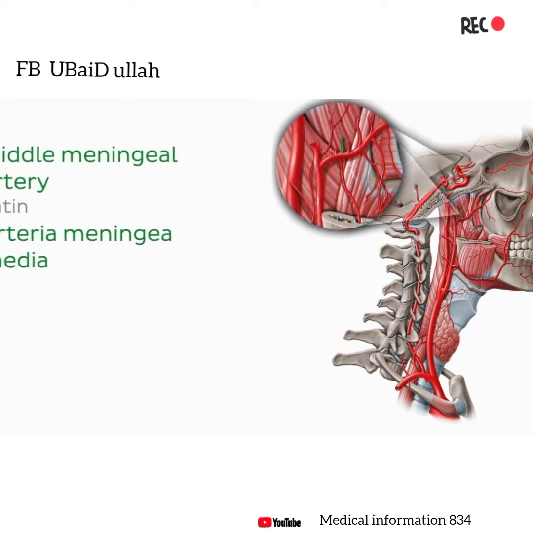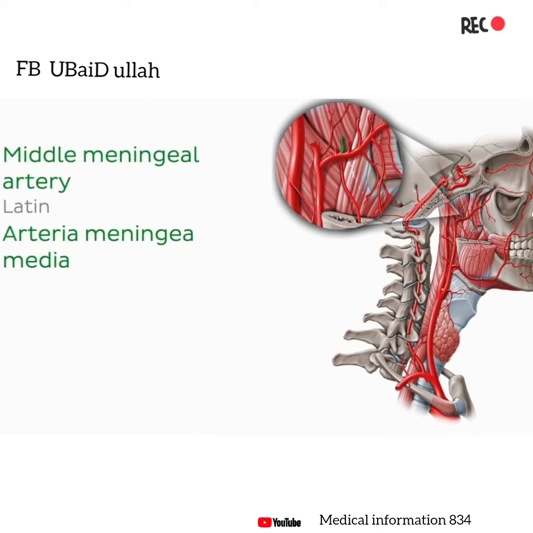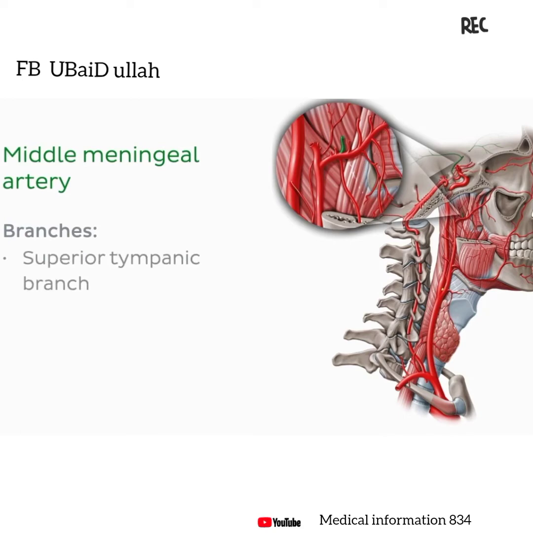Next, let's look at the middle meningeal artery, which typically arises as the third branch from the first part of the maxillary artery. From its origin, the artery passes superiorly through the foramen spinosum and then goes on to supply the bones of the skull, as well as the cranial dura mater. It should be noted that the middle meningeal artery gives off 2 branches before it divides into its anterior and posterior divisions. These branches are known as the superior tympanic branch and the ganglionic branch.